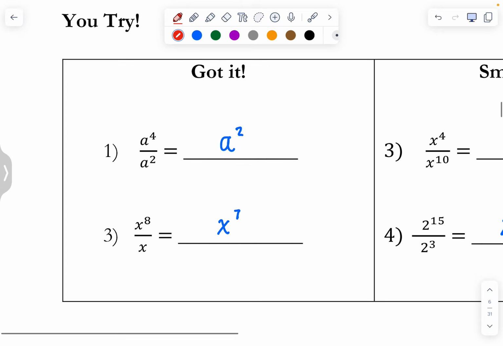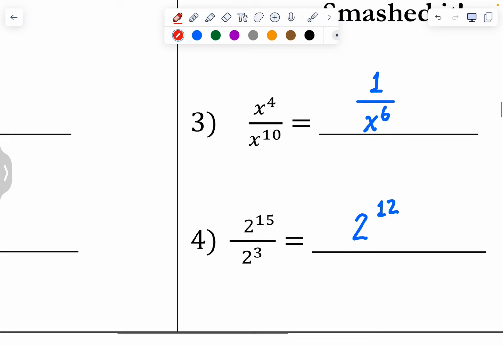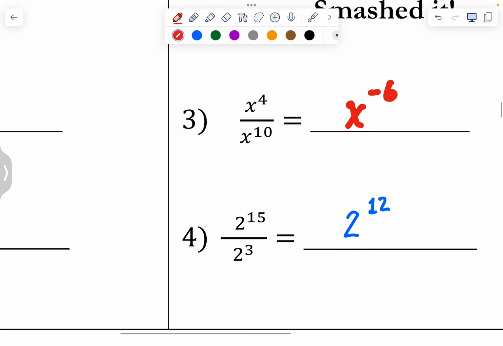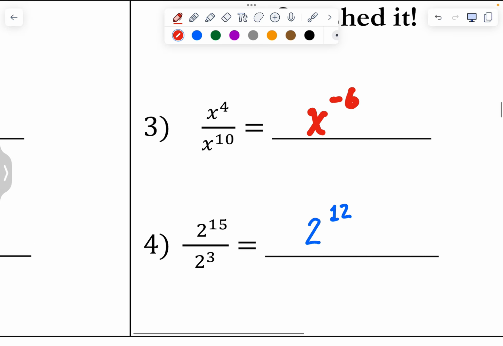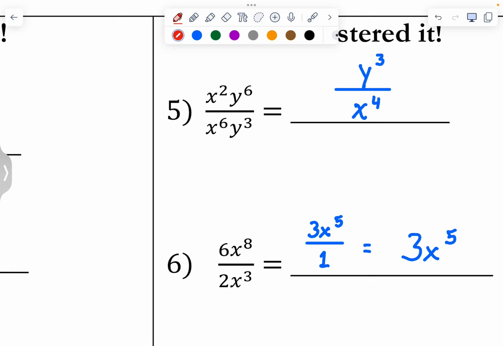Okay, so first ones, you're just subtracting the exponents, right? A squared, then I should have x to the 7th. On this one, we'll change this a little bit. For today, let's just call this x to the negative 6, because 4 minus 10 is negative 6. And then on number 4, be careful here. You don't actually cancel out those 2's, right? All you're doing is 15 minus 3, so that's 2 to the 12th. You could actually put that in the calculator if you want, but right now we're more concerned with having the right exponent.